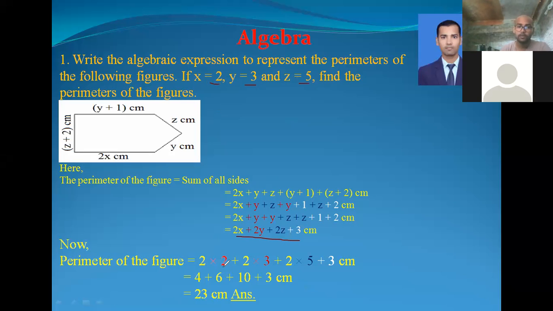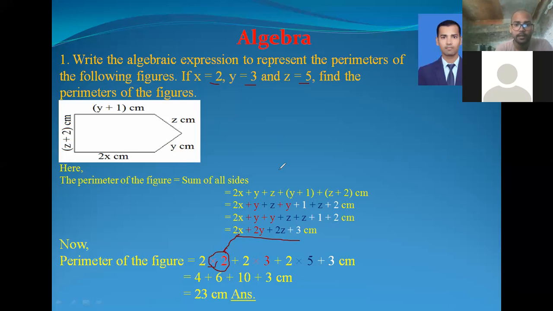2 into 2, this 2 is the value of x here, and between 2 and x there is no sign given. That's why we replaced it here with a multiplication sign. That's why 2 into 2 is written here.